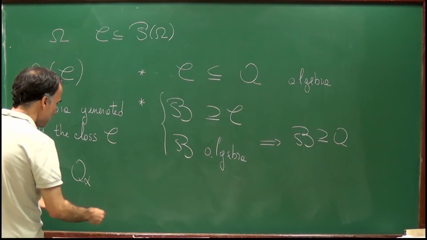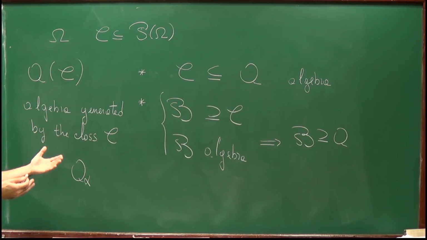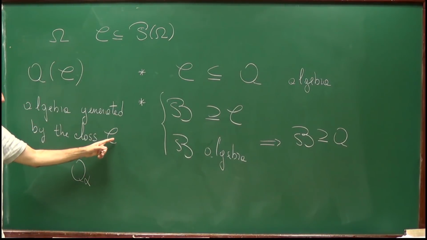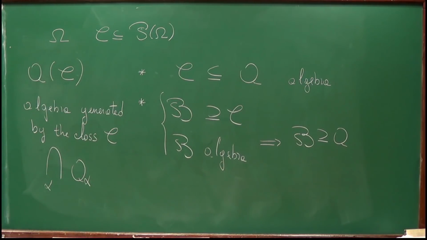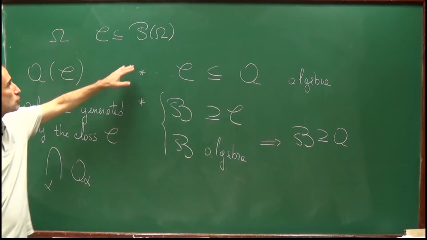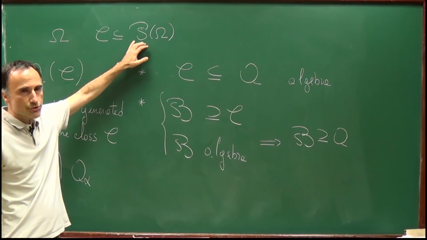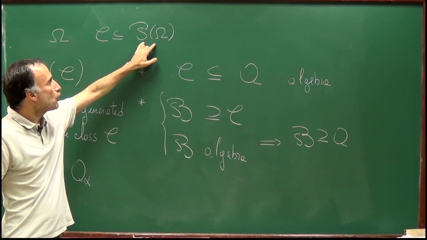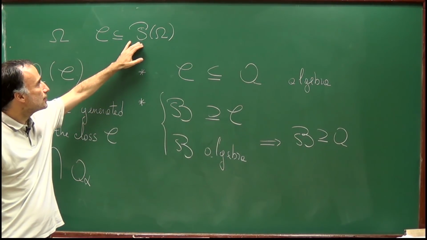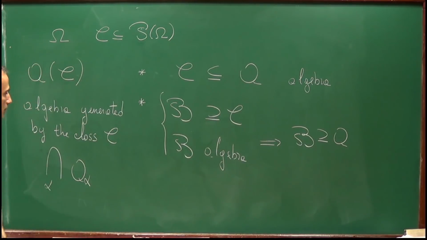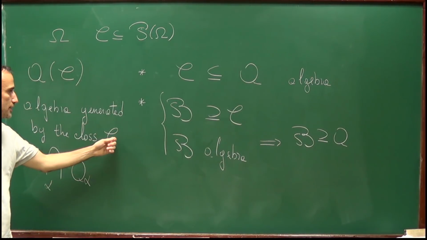So I'm just considering all algebras of subsets of omega which contain C, and let me take the intersection over all these algebras. For instance, this class is certainly not empty because one algebra which contains the set C is just the class of all subsets of omega. I leave it to you to check that this is indeed an algebra, and it's clear that it contains C. So I'm taking an intersection over all possible algebras which do contain C.